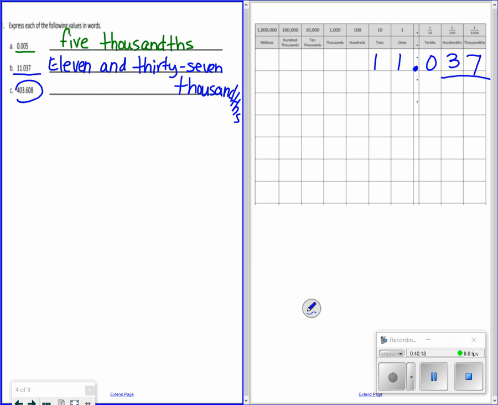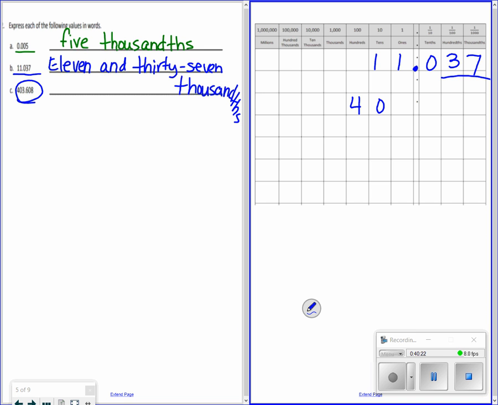This one is a bigger one. 403.608. You cannot have written 403 and 608 thousandths. There are not 3 decimals in that number. There's only 1 decimal, and it's right there. You have to retrain your brain.